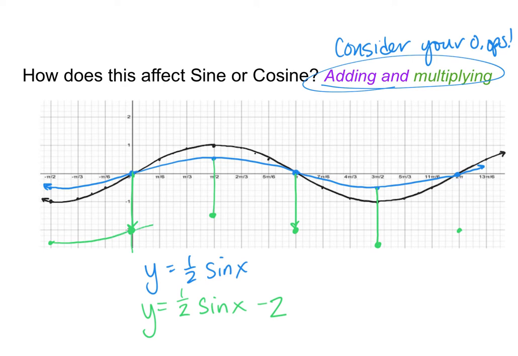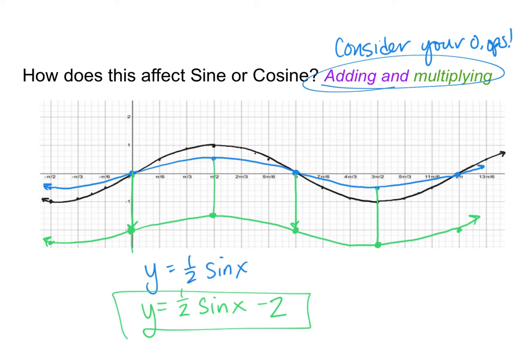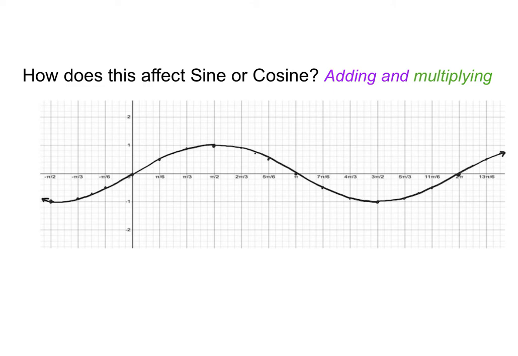And now I can fill in the actual function, and voila, we have y equals 1/2 of sine x minus 2. Let's do one more example. This time I want to multiply by a negative. So let's consider y equals negative sine of x plus 1. Same thing is going to happen. I firstly want to consider the negative sine of x, and then I'm going to shift that upward by 1.